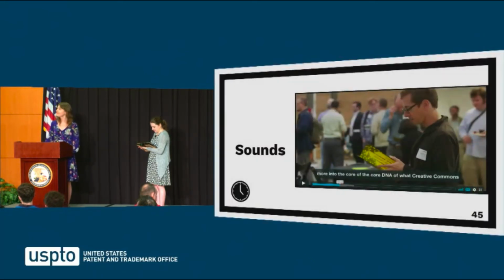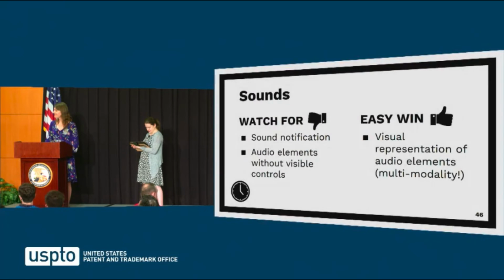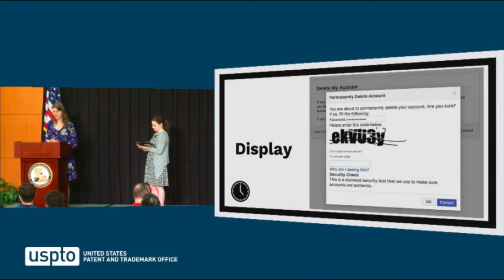Slide 45. So this next example is sounds and captioning. So this is for folks who have a hearing impairment. So including captions on videos. Sorry, next slide. And having audio elements that have a visual representation. And I know we're short on time here. We've only got a couple left. So display is the next one.